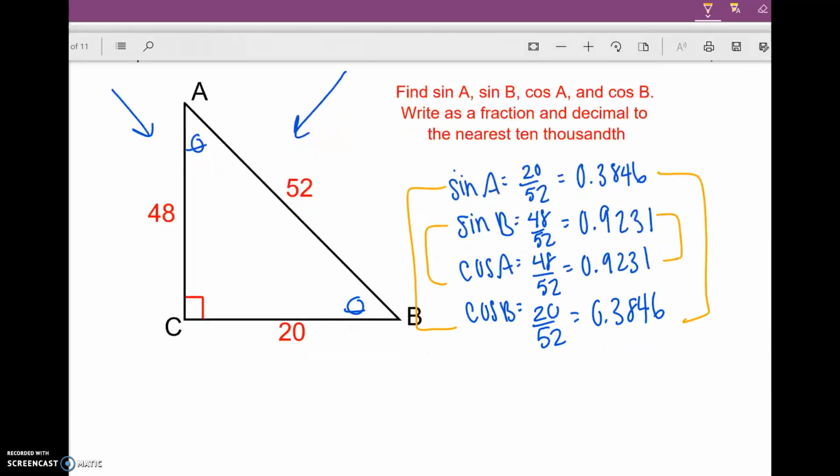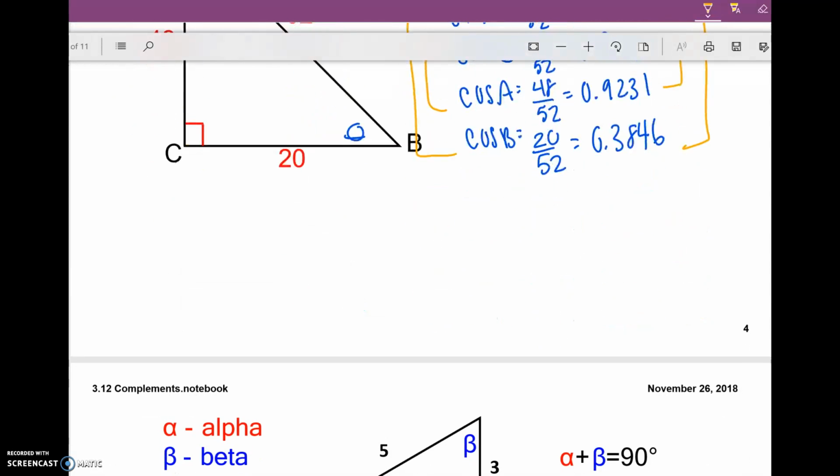So we have to wonder if this relationship that we just found, that the cosine of one angle is equal to the sine of the other angle, is true for every single right triangle. So we'll do kind of a general case to prove that it actually is.